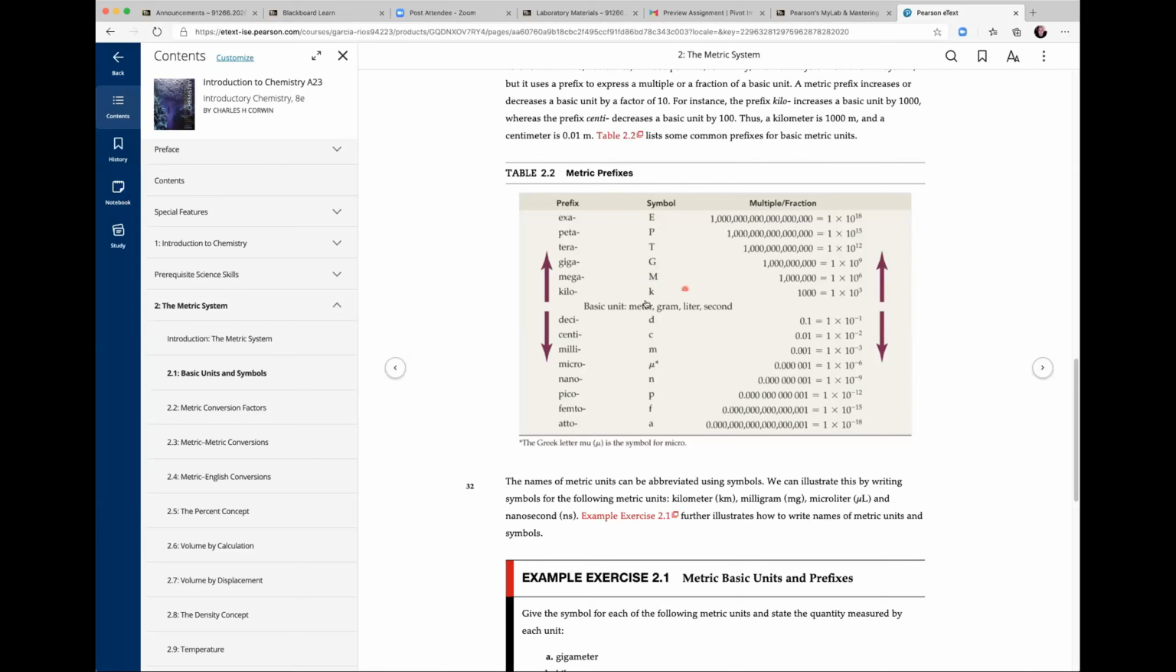So if we have 1 kilometer, with the little k in front of it, that means that in meters, the base unit, we have 1 meter times 1,000. So we have 1,000 meters in 1 kilometer. If you're talking about a megameter, then if we have 1 megameter, we multiply the 1 by 1 million, and that's the number of the base unit, 1 million meters in 1 megameter. And so on and so forth.